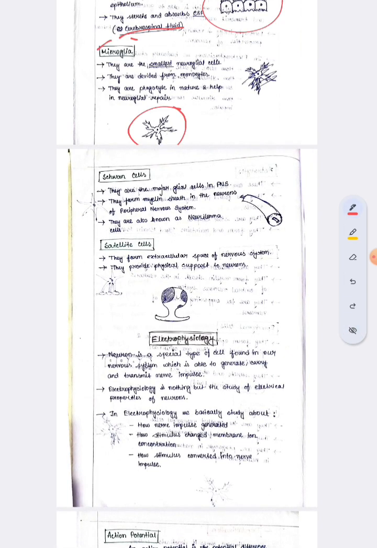Schwann cell. They are the major glial cell in the PNS, peripheral nervous system. They are also known as neurolemma cells. Satellite cell. They form the extracellular space of the nervous system. They provide physical support to neurons.